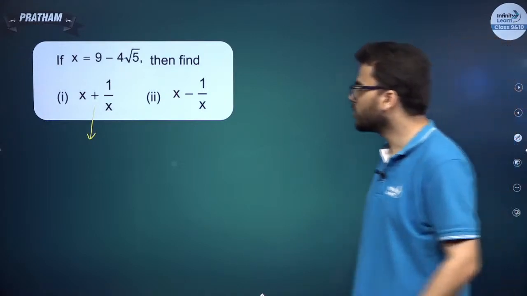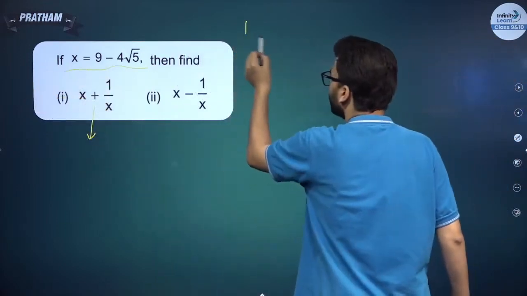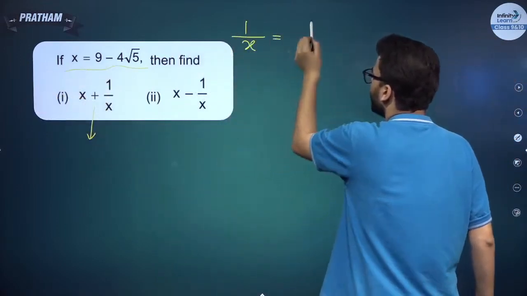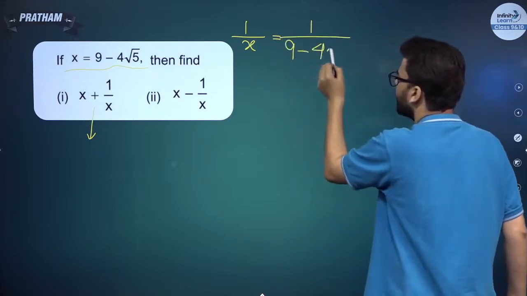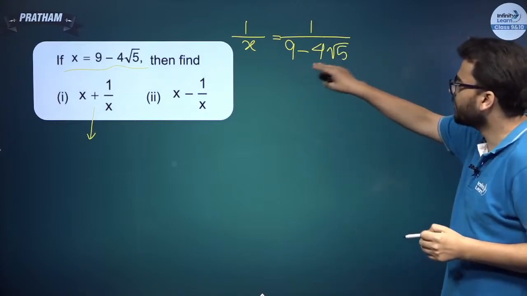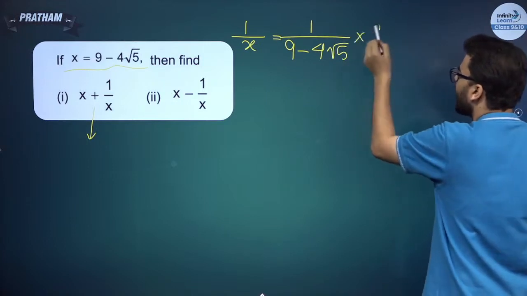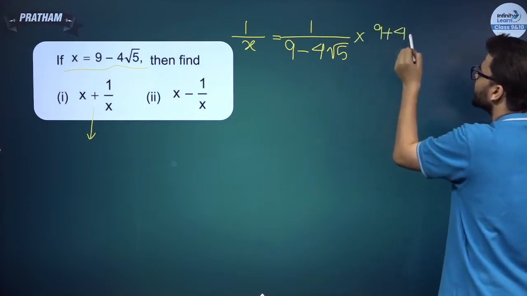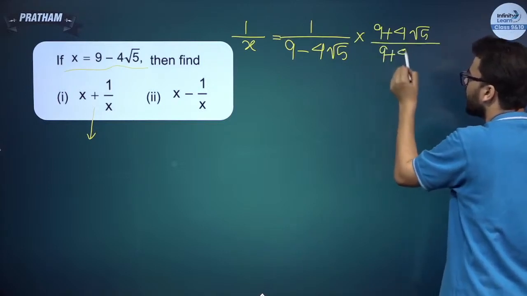So over here what you have to do, you see the value of x we already know. So we have to find the value of 1 by x first. So 1 by x will be 1 by 9 minus 4 root 5, right? So needless to say you have to rationalize the denominator over here. So you have to multiply and divide by 9 plus 4 root 5. I hope it is clear.